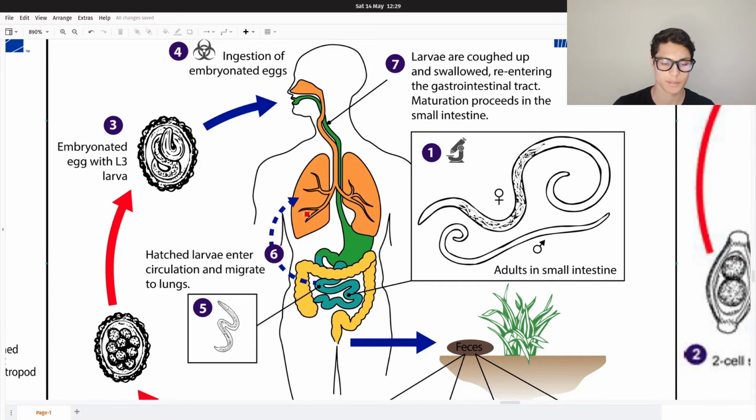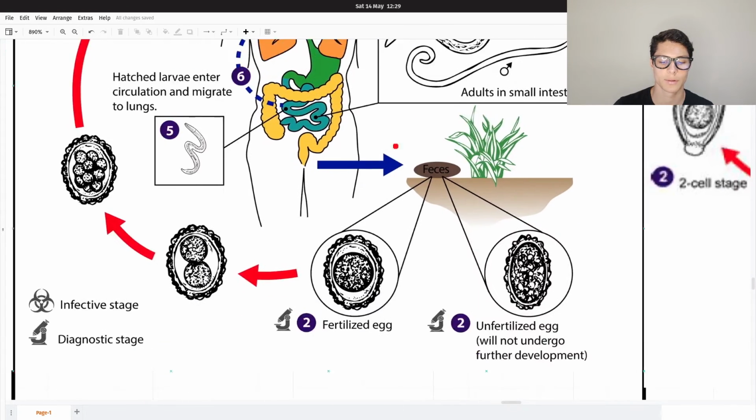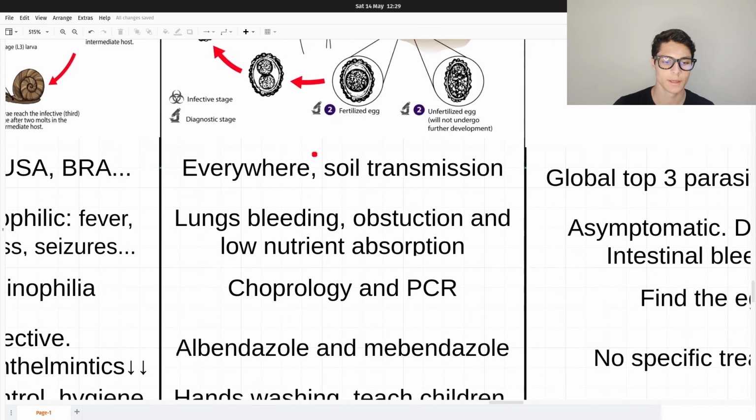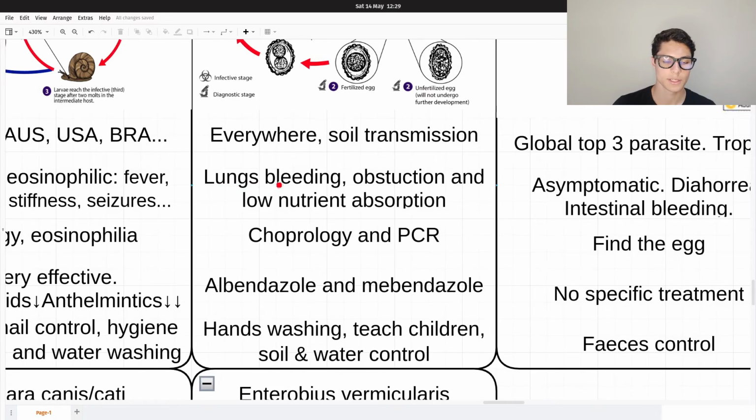In the lungs, they penetrate the alveoli, and they can get up into the nasopharynx, and being up here, they can get out or maybe be swallowed down again, and that's the reinfection, and this cycle will continue until they are big enough to create new eggs. The epidemiology, well, they are everywhere, and they are soil transmitted. Pathogenesis, well, lung bleeding, because they will penetrate and actually do damage to our lungs.